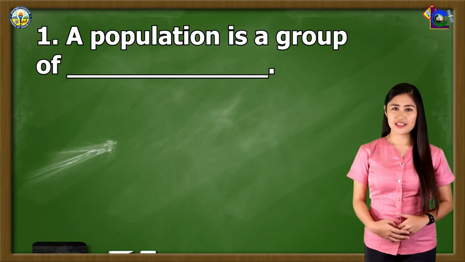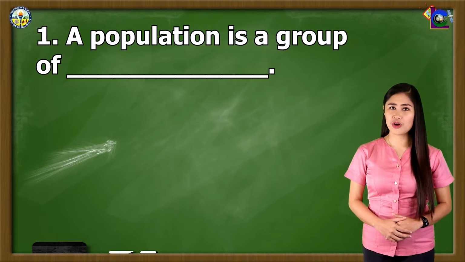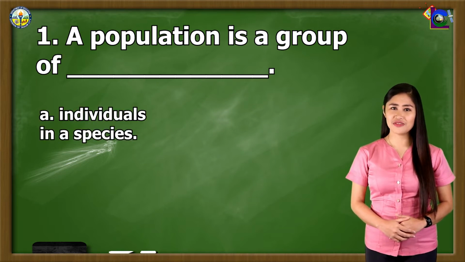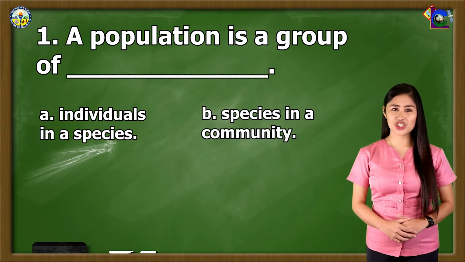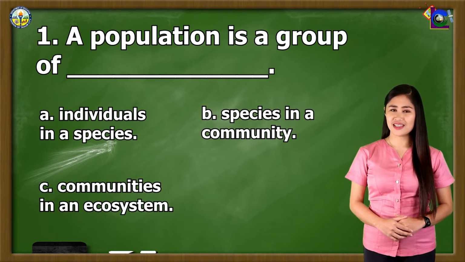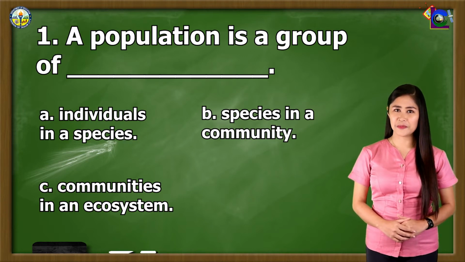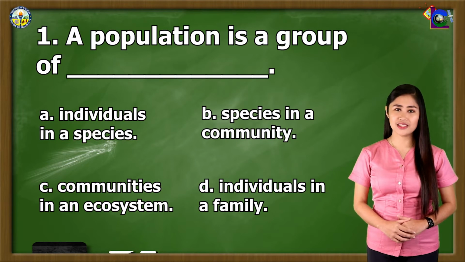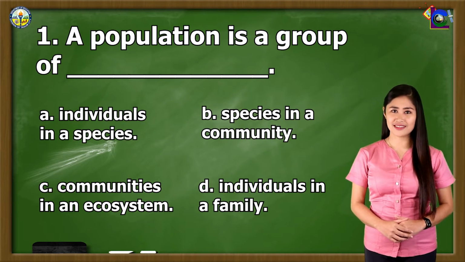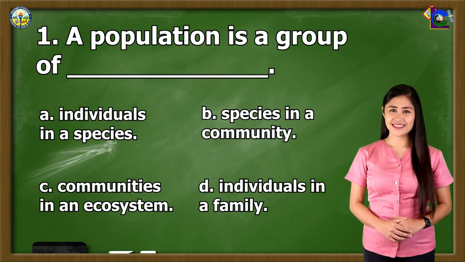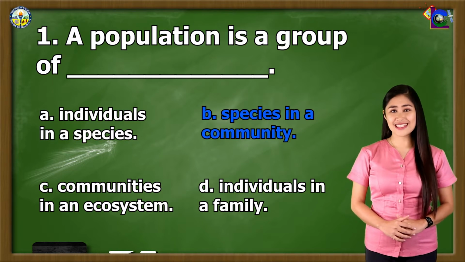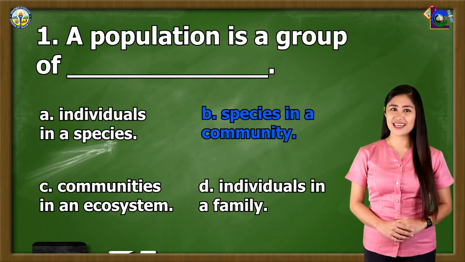Number 1. A population is a group of A. Individuals in species. B. Species in a community. C. Communities in an ecosystem. Or D. Individuals in a family. Bravo! It's letter B. Species in a community.